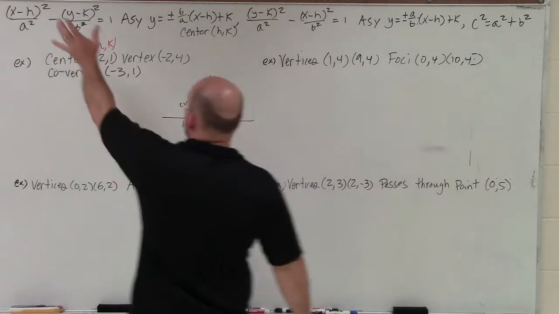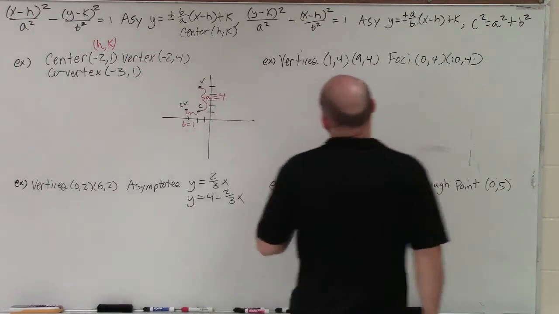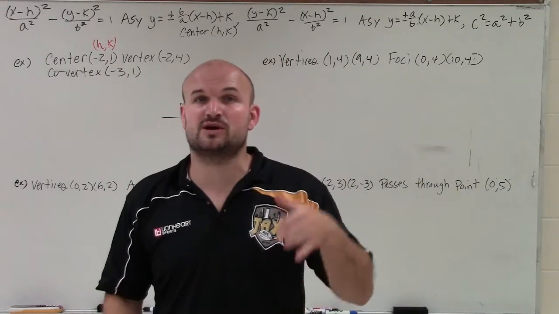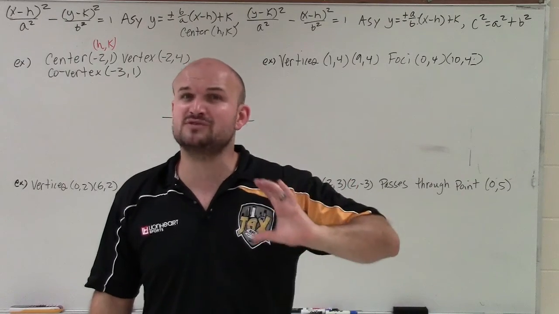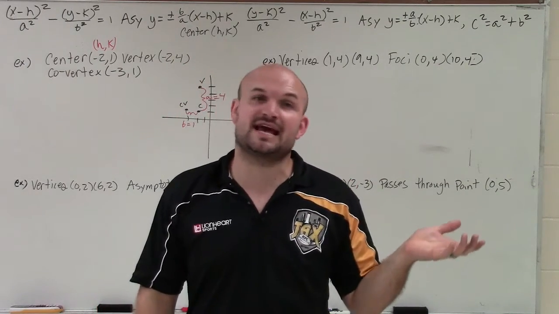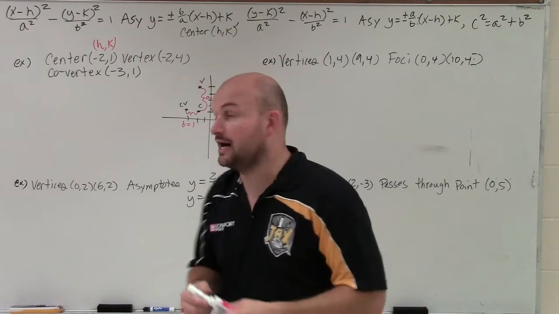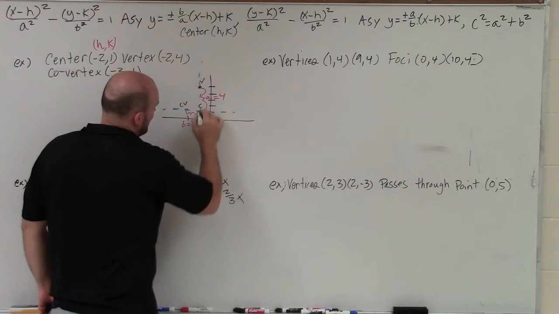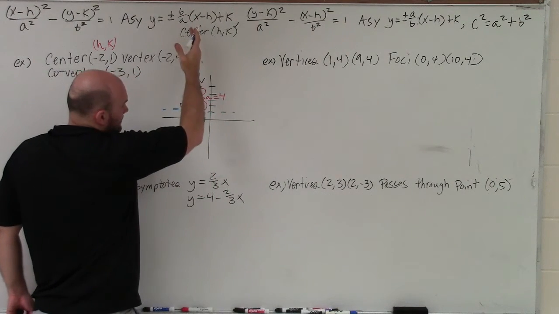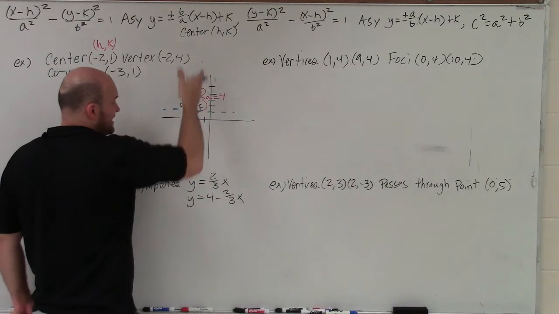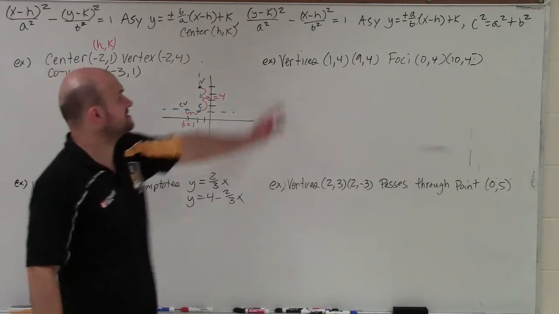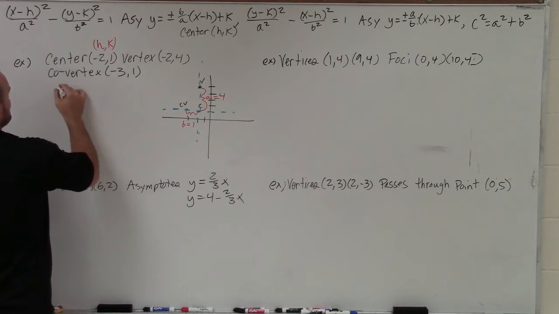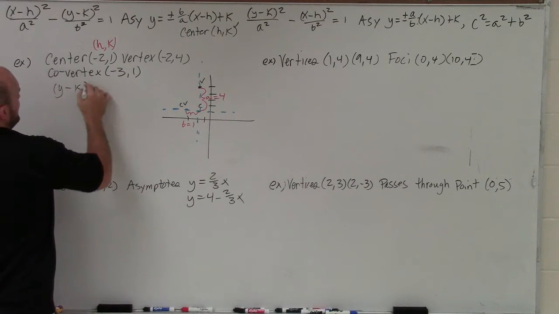Should we use the equation where we have a horizontal transverse axis, or the equation where we have a vertical transverse axis? Well, remember, the transverse axis is where the vertices and foci lie, and the conjugate axis is the axis where the co-vertices lie. You can see I can draw two little axes. And you notice that the vertices and the center lie on a vertical transverse axis. Therefore, we're going to use this equation. I'm simply going to write the equation before I forget it.